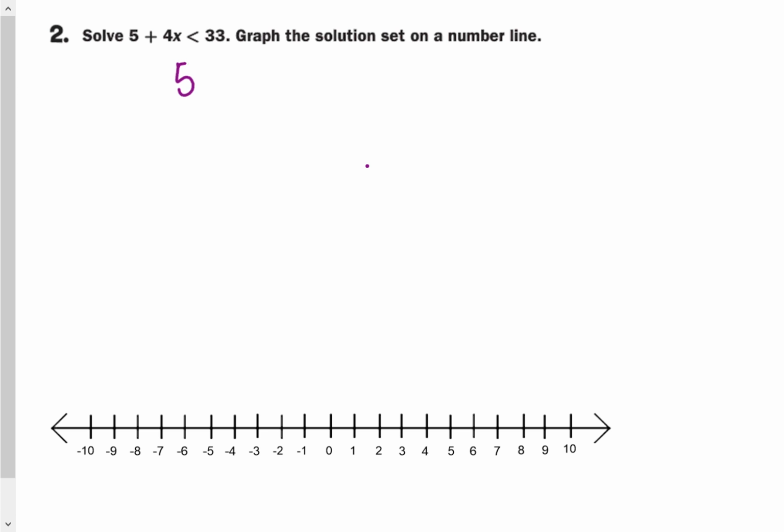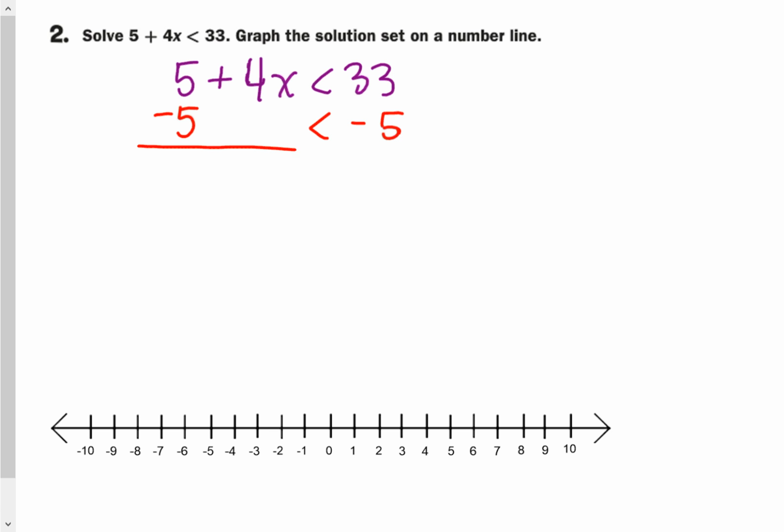Example number 2, 5 plus 4x is less than 33. Here we want to start off by adding or subtracting our constants. Our constant, which is basically our number, is 5. So how do we get rid of a positive 5? We're going to subtract 5 on both sides of the inequality. Again, I brought down my sign, so I made sure I did the minus 5 on the left and the right. My 5 minus 5 is 0, so I'm left with positive 4x is less than 33 minus 5, which is 28.